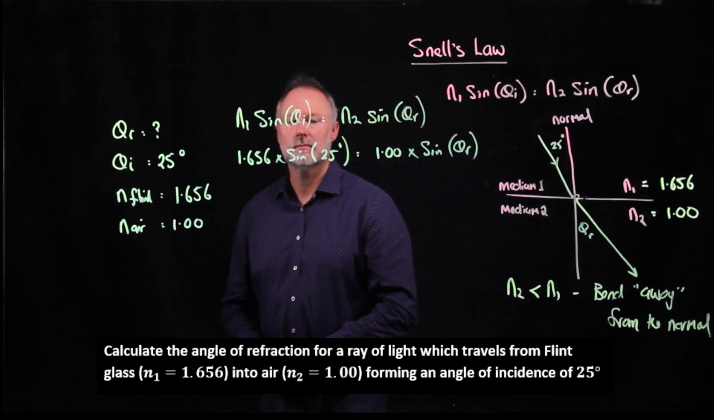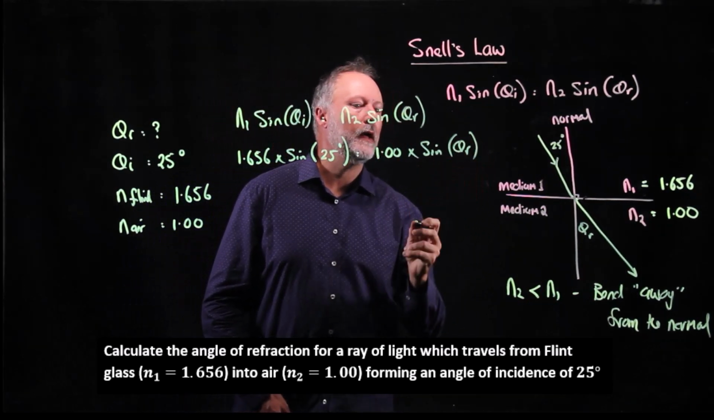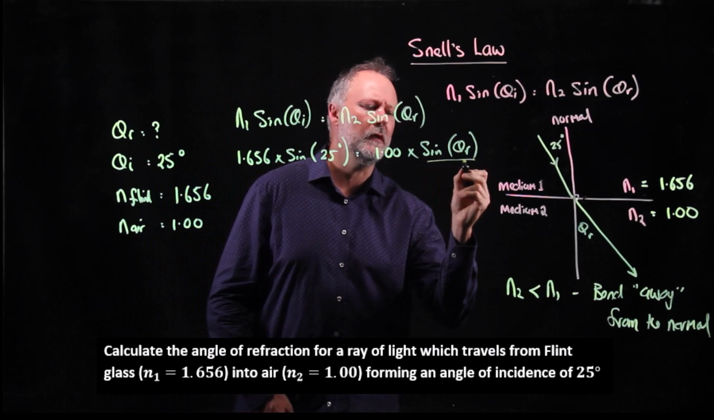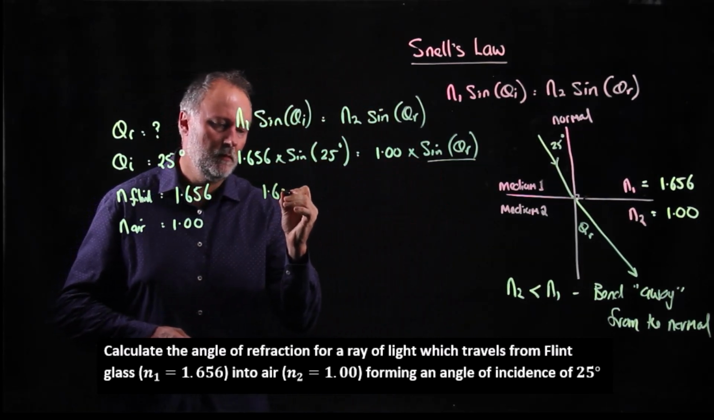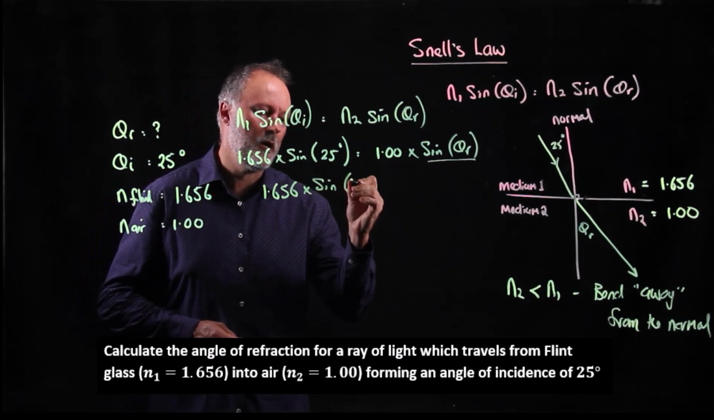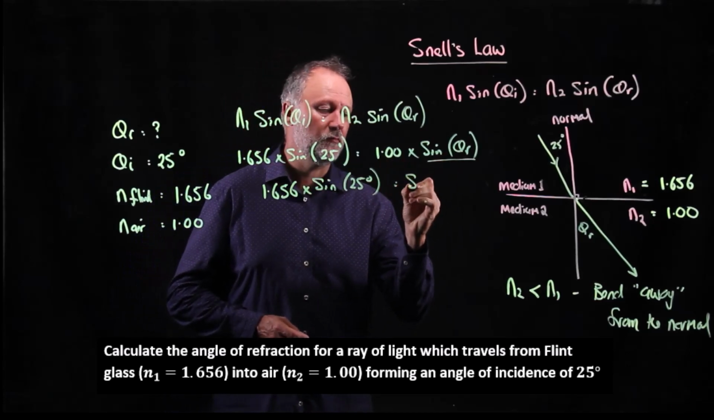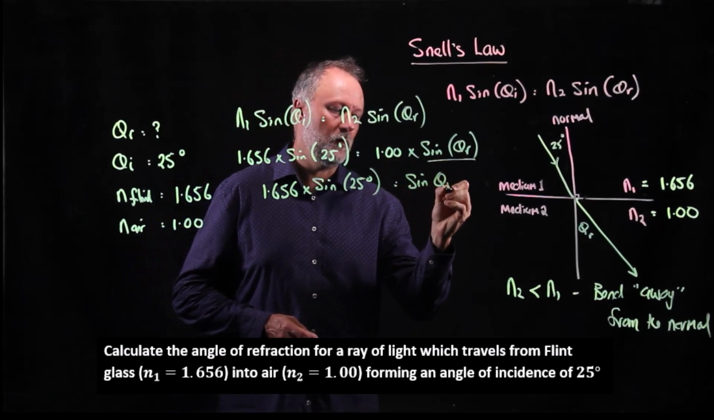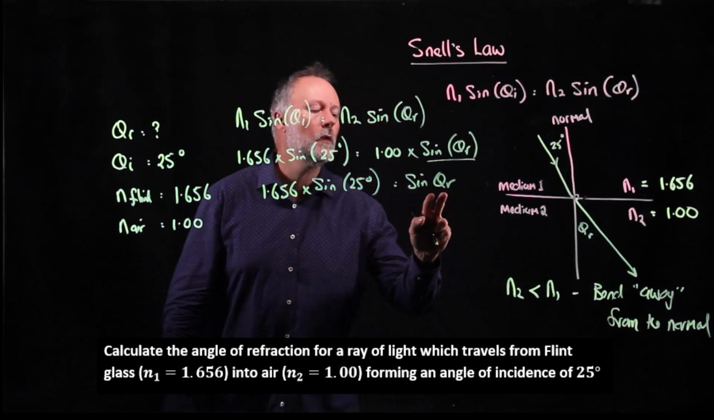Let's do our calculations. Okay, in this case, we're after the angle of refraction. I'm after this quantity for now. So, one simplification, 1.656 times sine of 25 degrees. Now when I multiply that by 1, I'm just left with sine of θR. That's a lot easier, just gets rid of the 1. Okay, I want θR by itself.